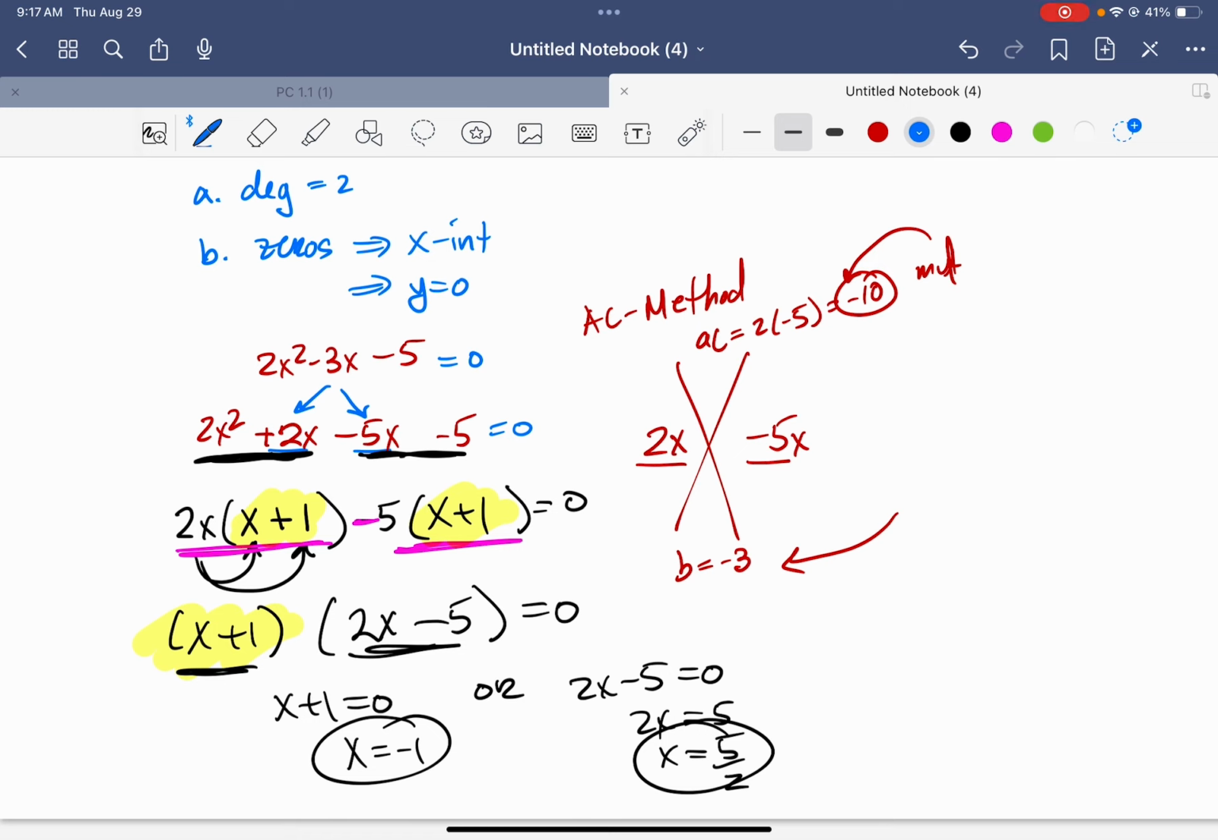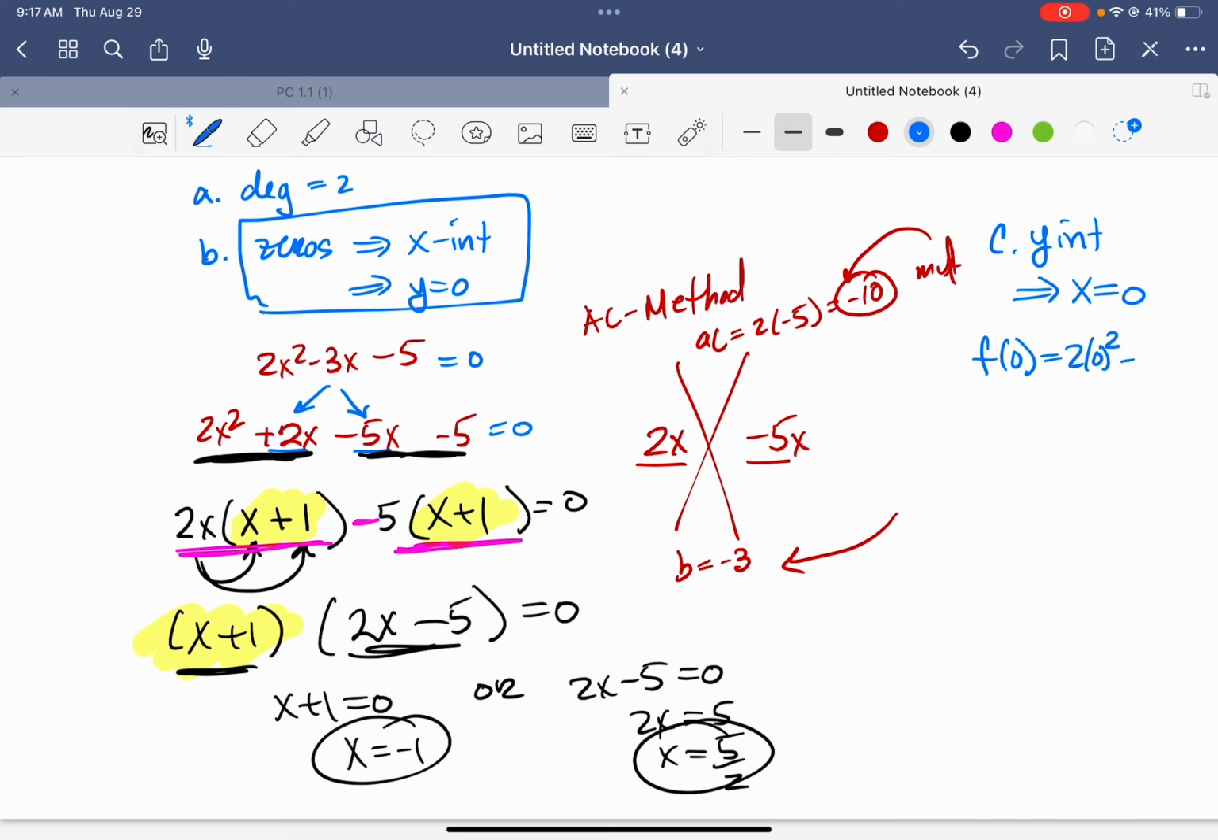Part C wanted to know any y-intercepts, but we know that the y-intercept is where x equals 0. So I write that down for the reader, just like I wrote that x-intercepts are where y is equal to 0 for the reader. So when you plug in 0, we would get f of 0 is equal to 2(0) squared minus 3(0) minus 5, which is negative 5. So your y-intercept is (0, negative 5).